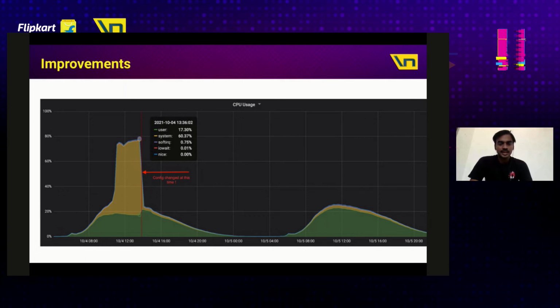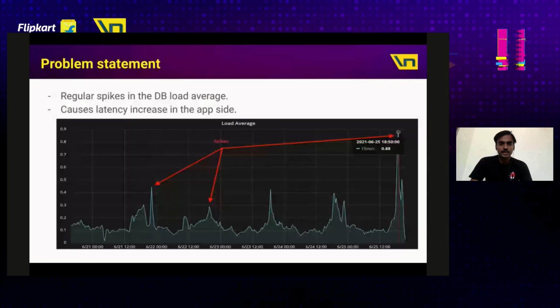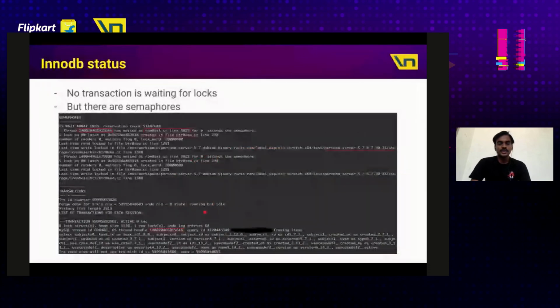And in this case, we have another database server. We saw regular spikes in our DB load average also, and it frequently causes latency in our application sites. I highlighted them in this spikes graph. So like we said, we ran that DB status command again here.